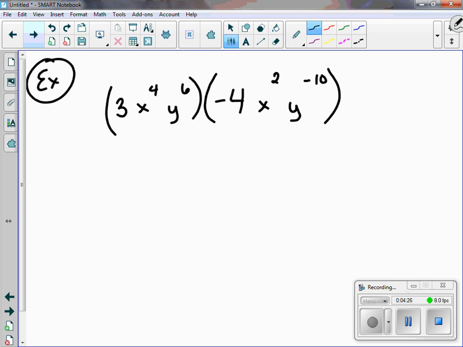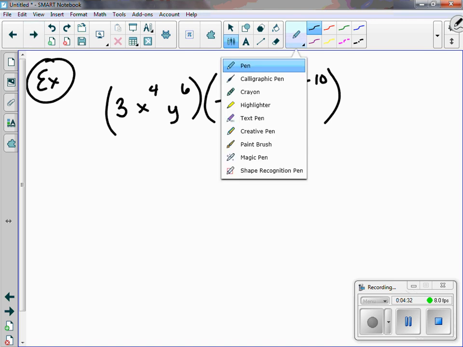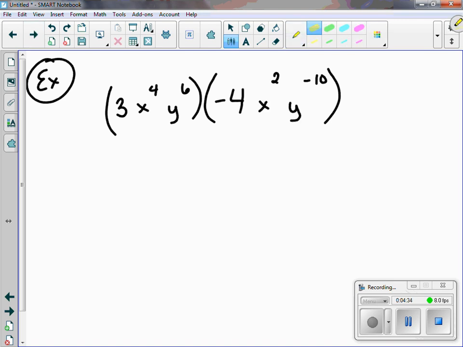All right, so looking at this, the coefficients. Coefficients are the big numbers. They aren't the exponents, remember? So for instance, the 3 here and the negative 4 here. Those are coefficients. Those aren't actually exponents, so they keep their same properties. So 3 times negative 4 is going to give me a negative 12.